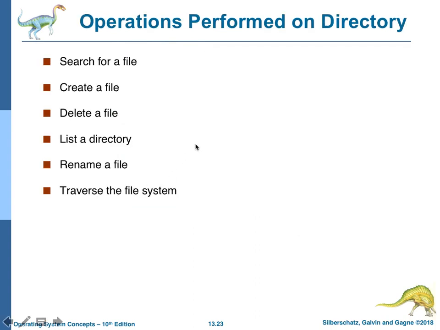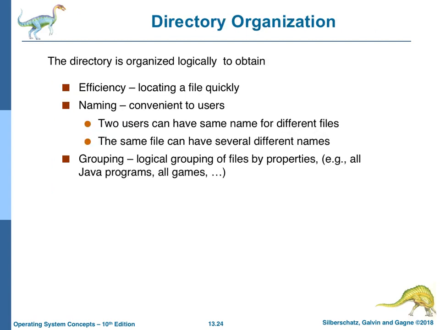So, operations performed on a directory. Previously we have seen operations performed on a file, which were read, write, and some other operations. Here we have operations on directories also. We can search for a file in a directory, create a file inside a directory, delete a file from a directory, list a directory, rename a directory, remove a directory, and traverse through the file system using directories. So there are several operations which can be performed on the directories of your system.